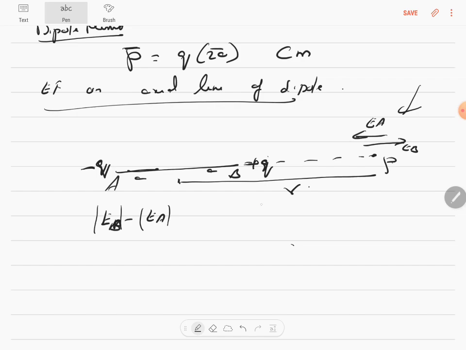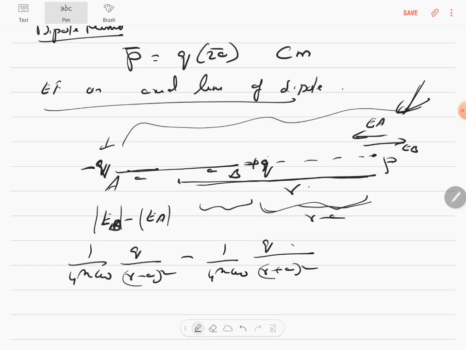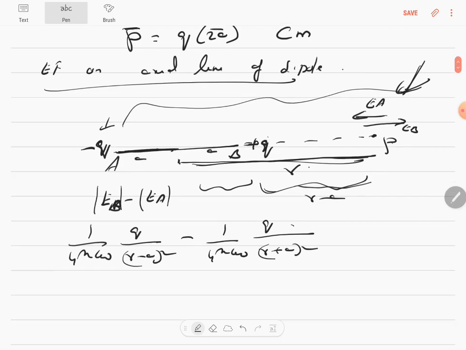What is EB? It is the electric field that exists between this and this. It's 1 by 4 pi epsilon naught into q by r minus a the whole square, because that distance here is r minus a. This whole thing is r and this is a, so this distance is r minus a. Minus 1 by 4 pi epsilon naught into q. You're not supposed to take minus q, only plus q, because you've taken the directions into account already. So 1 by r plus a the whole square, because the whole distance is r and additionally a, so r plus a the whole square.